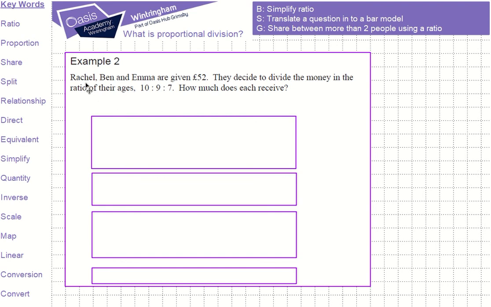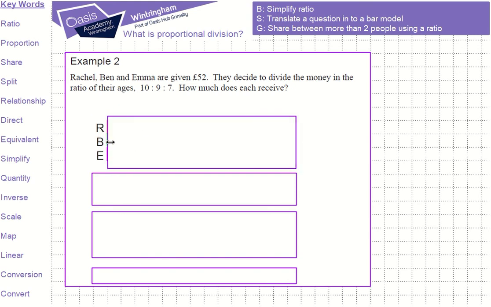So again, the order of the people, Rachel, Ben and Emma, and the ratio is in the same order. So this bit's Rachel, this bit's Ben, and this bit's Emma. Now I'm going to show you the bar model method because I think it's really good for when we're just starting out to learn these, and then after that there's going to be some questions. So make sure you've got the question written down.